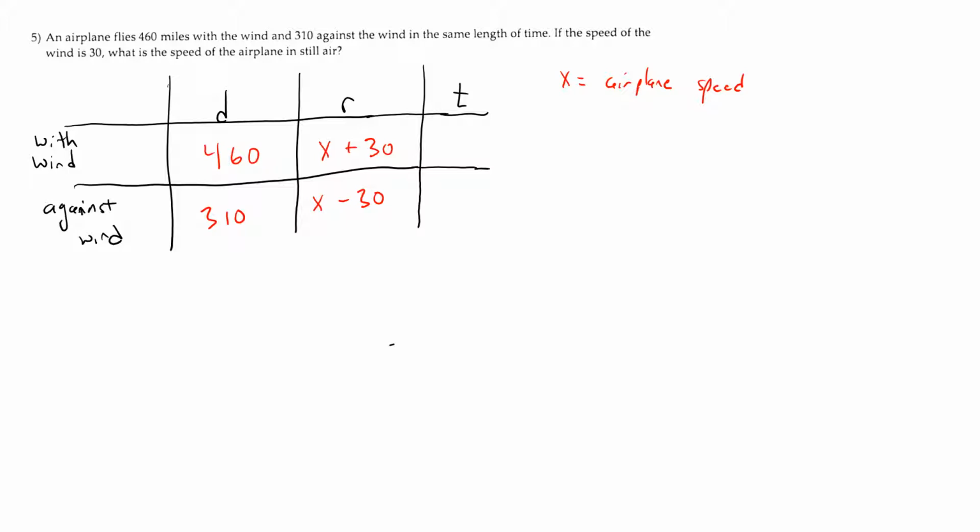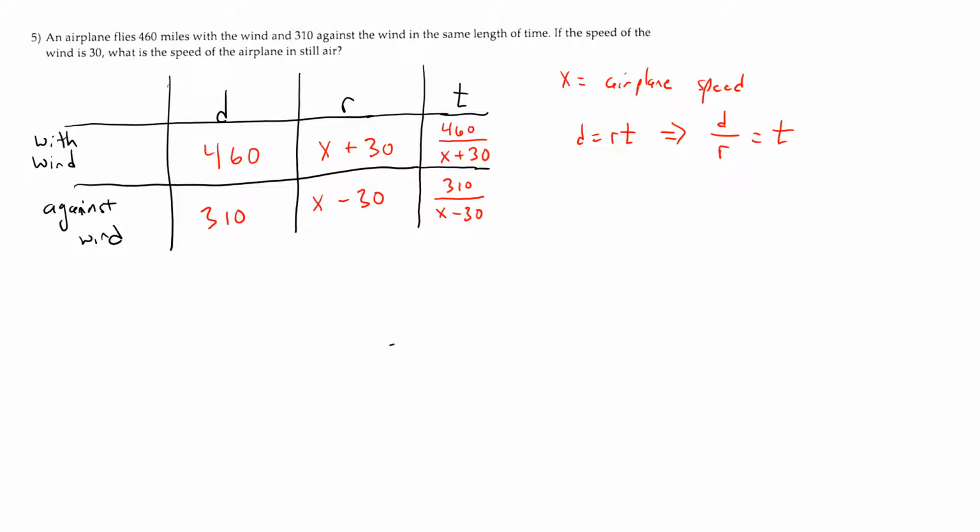Now I got to get the time box. Well, distance equals rate times time. And if I divide both sides by r, I see that time is equal to distance divided by rate. So the time box will be the distance box divided by the rate box. So it'll be 460 divided by x plus 30. And the other time box can be modeled by 310 over x minus 30.